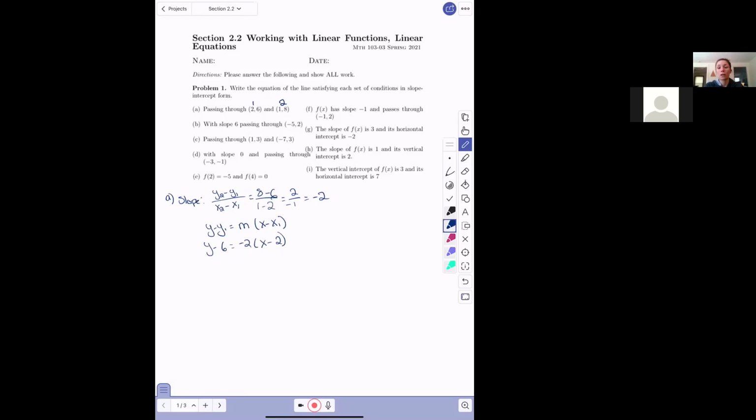Okay, from here we could go ahead and solve for y, and then we're going to have to simplify to get from point-slope to slope-intercept form. So y equals, I'm going to add this 6 to this side, so 6 minus 2 times x minus 2. Next, I'll distribute my -2. So we have y equals 6 minus 2x plus 4. 6 plus 4 is 10, so y equals -2x plus 10. And that's your final answer for A. Any questions there?